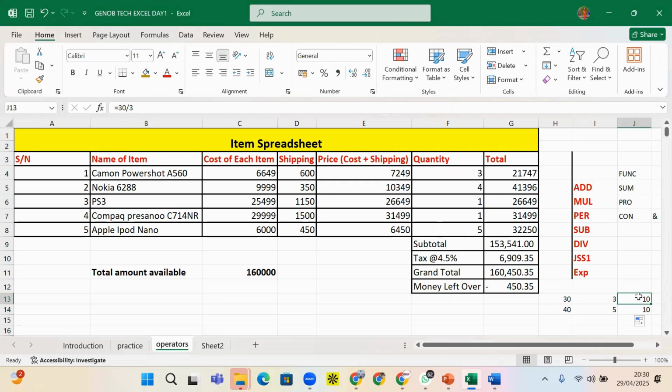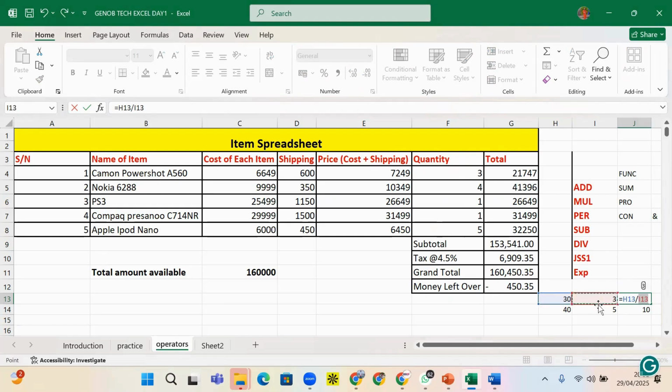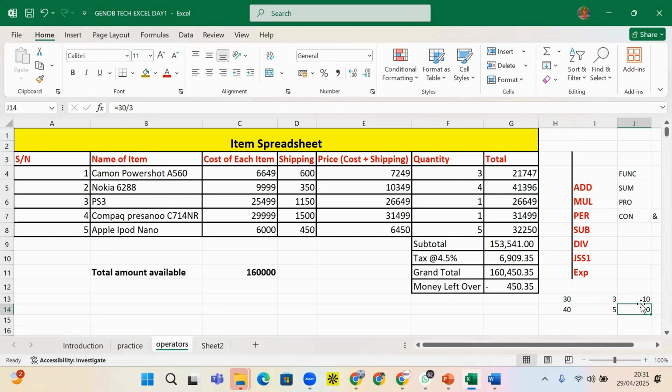So instead of that, I say equal to the reference, which is H13 divided by I13. And I have the answer to be 10. Then I can now reference this down. You see, here we have 8. 40 divided by 5 is definitely 8. So if I change this to 90, the answer will also change because it's referencing the cell. And if I change this to something else, the answer will also change, right?